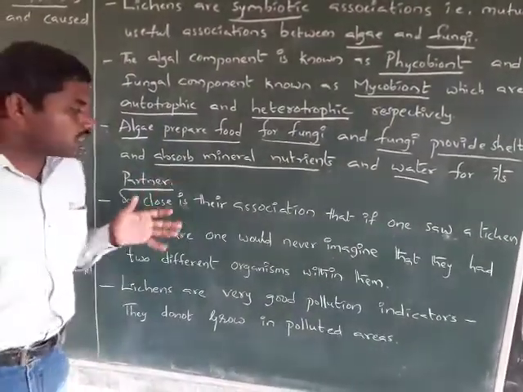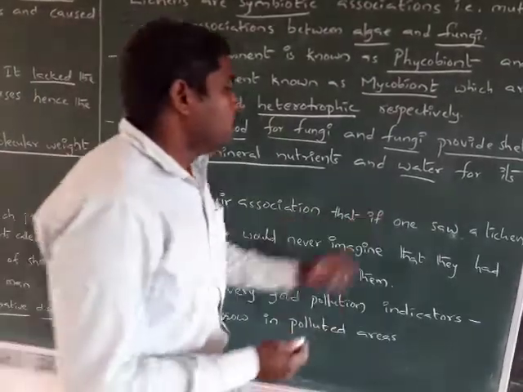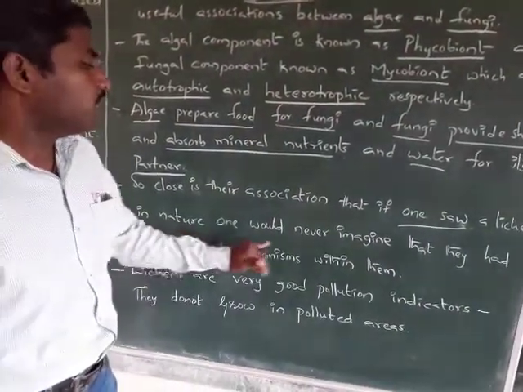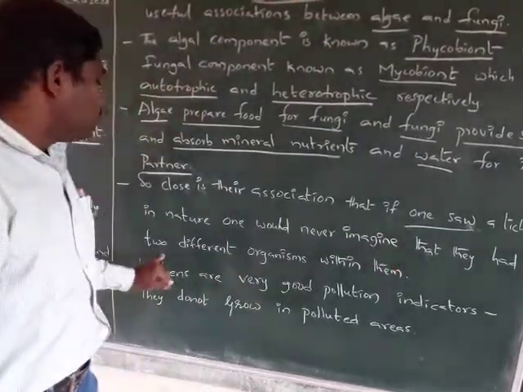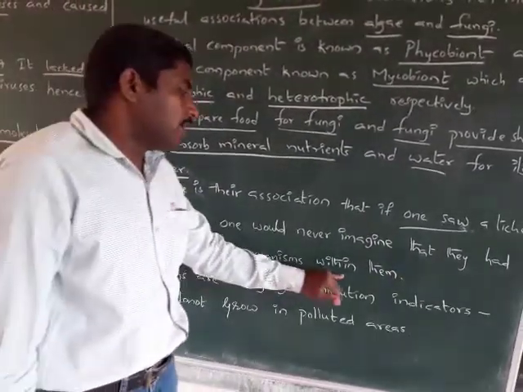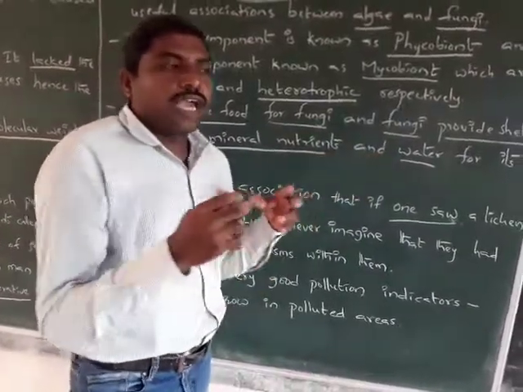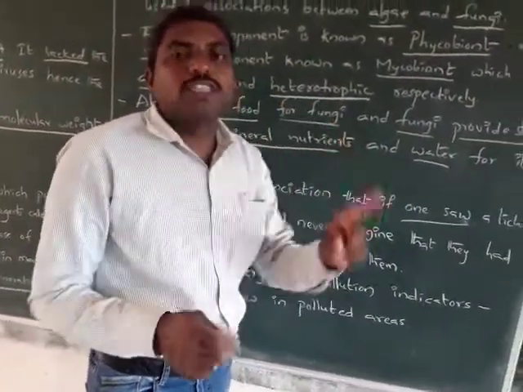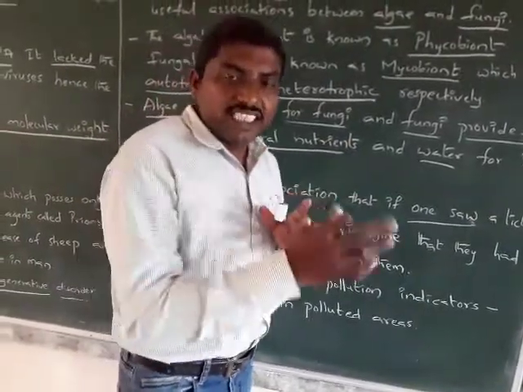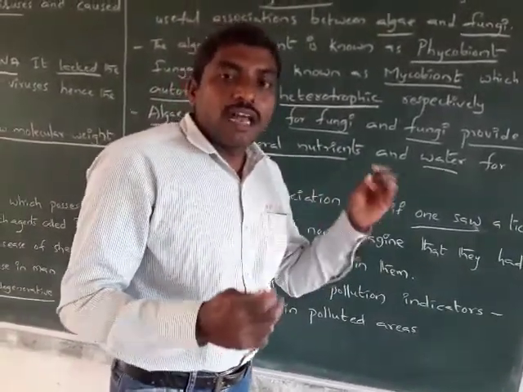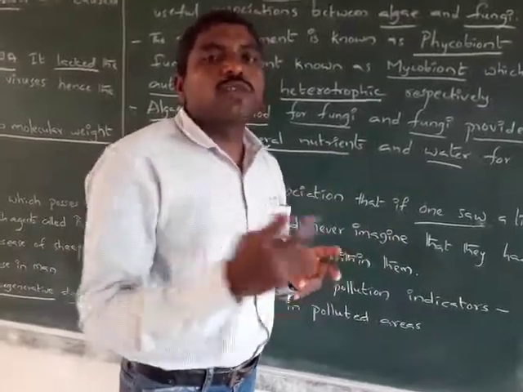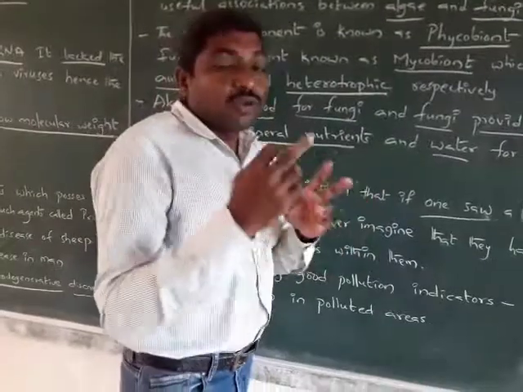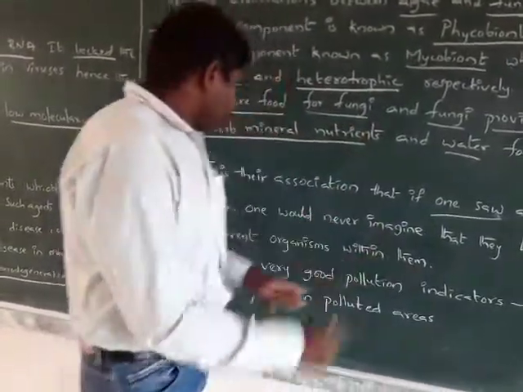Their association is so close that in nature one would never imagine there are two different organisms within them. We observe just one organism, but when we go to the section, it has two organisms, algae and fungi. That symbiotic association is called the lichen, but it looks like a single organism.